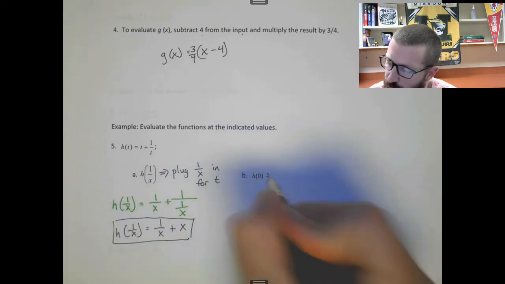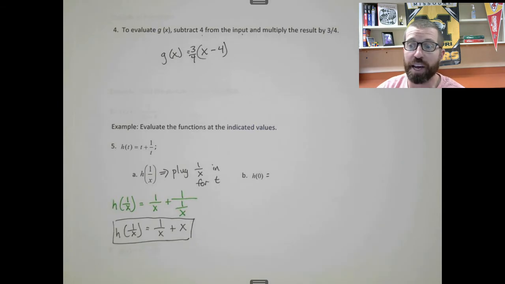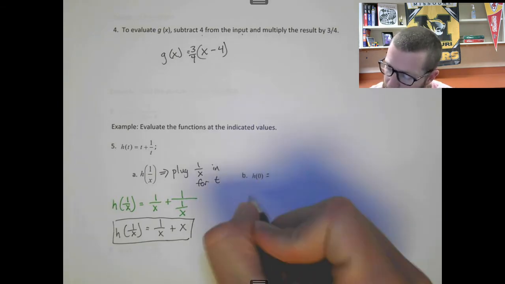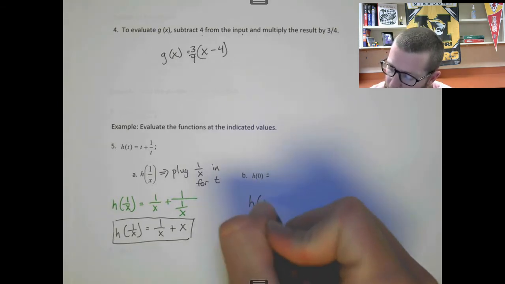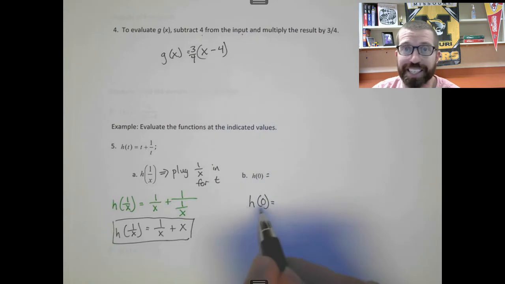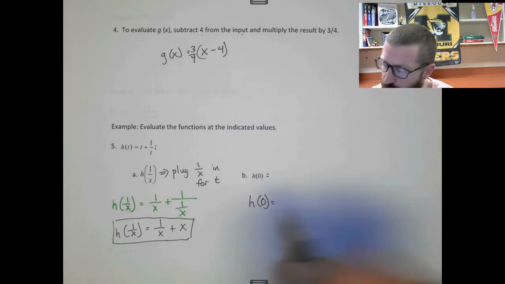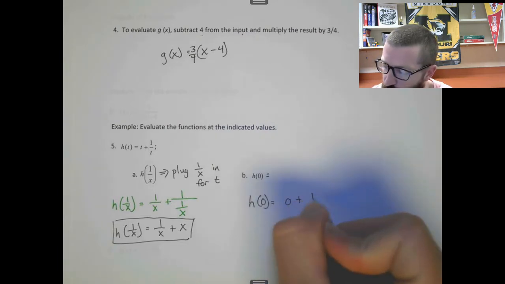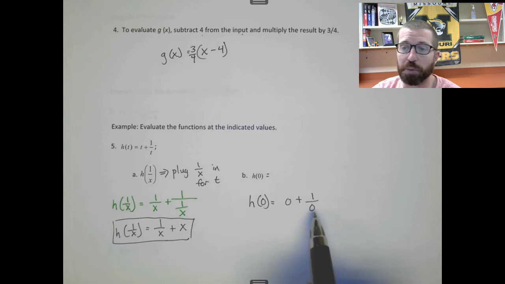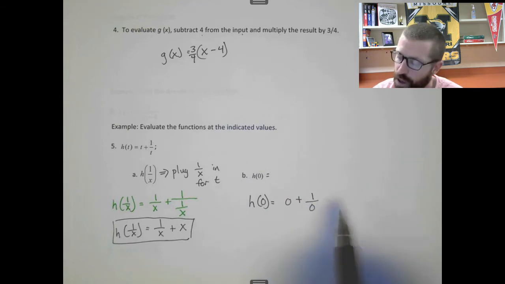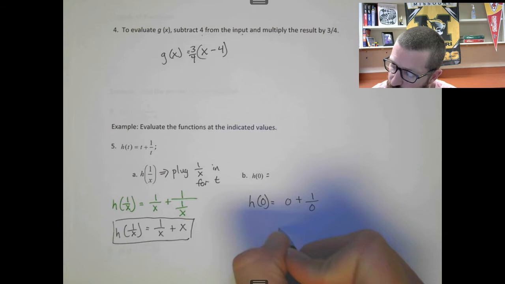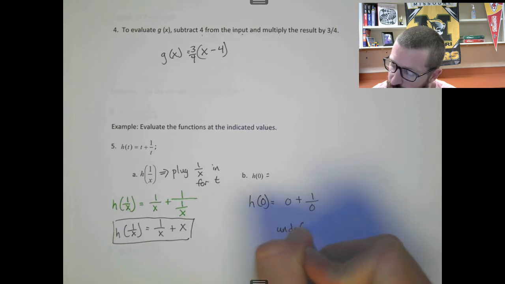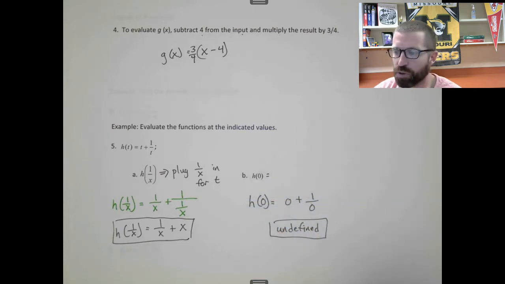If we plug in 0, and pause and try to do that if you haven't already, you get h of 0. This means you plugged in 0 and it is 0 plus 1 over 0. So this is a problem, right? You can't divide by 0. It's not allowed. It makes no sense in math. So we say this is undefined. Do not say no solution. No solution and undefined cannot be used interchangeably, but it is undefined.